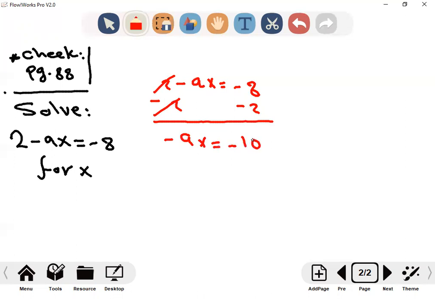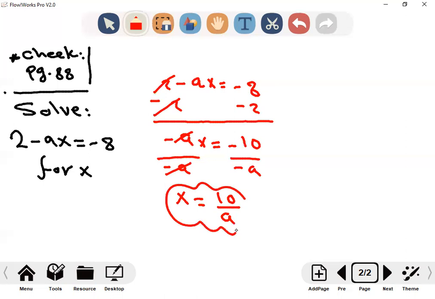Now to find x alone, I will divide both sides by negative a, not 8. We divide by the same coefficient. So I will divide both sides by negative a. So x will be negative 10 over negative a, and negative divided by negative is positive, which is part D.